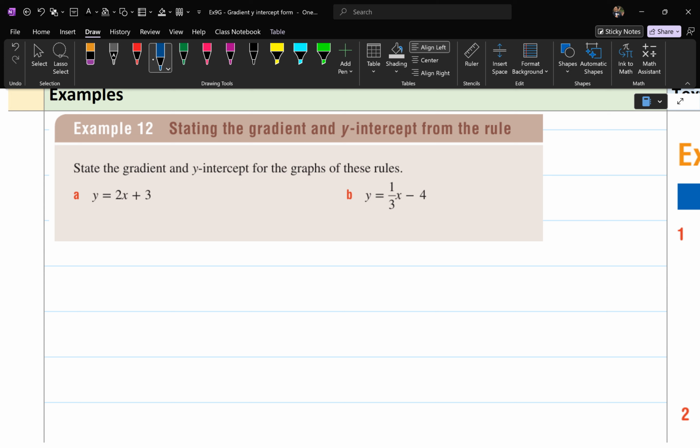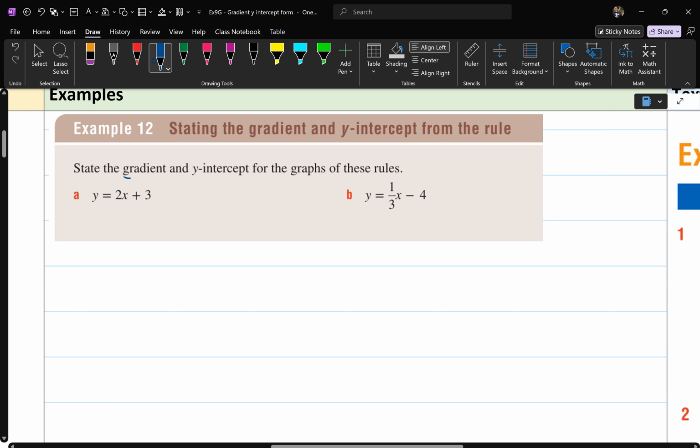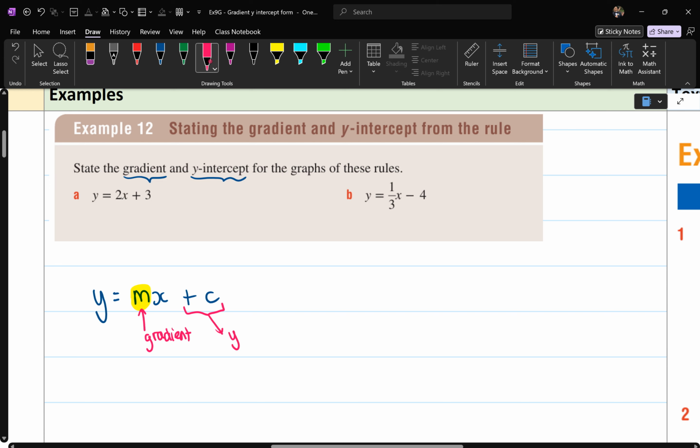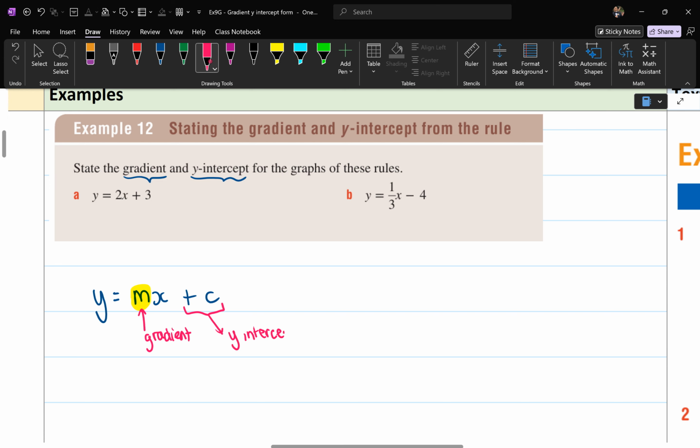So here we go. To do this question here, it says state the gradient and then the y-intercept for each of these graphs below. This is how simple it is. Your equations are always going to follow this pattern, y equals mx plus c. The number in front of x, the thing that's multiplying to x right now, we call that the gradient. And then whatever's left over, that other number, that's called your y-intercept.